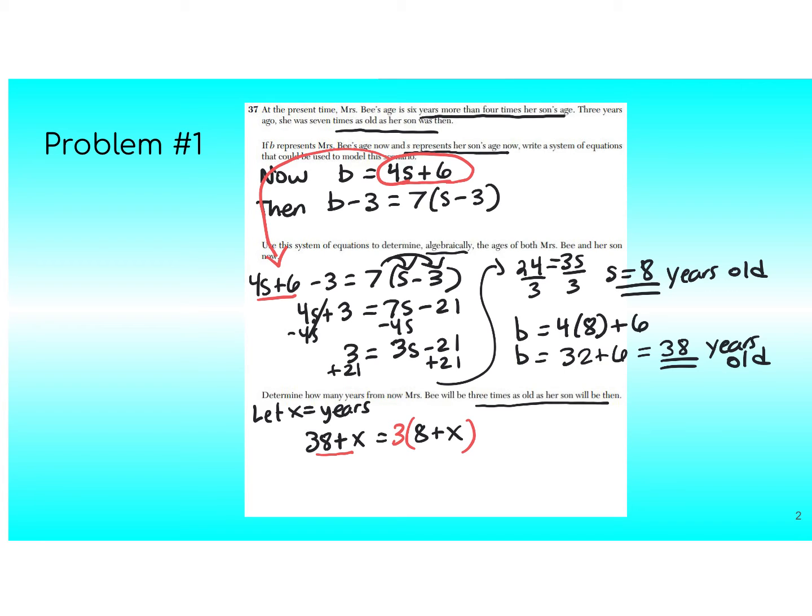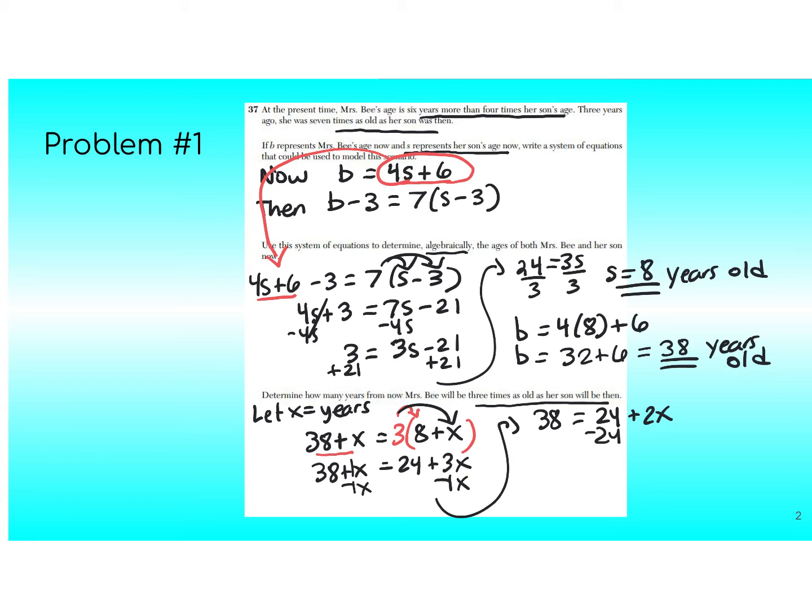So there's our system. I put the extras in red. And now we would solve this system. So it's really just an equation, not a system. So you end up with 38 plus x equals 24 plus 3x. And when you solve this, you'll subtract 1x. Remember, this is a 1. So you can loop around and say 38 equals 24 plus 2x.